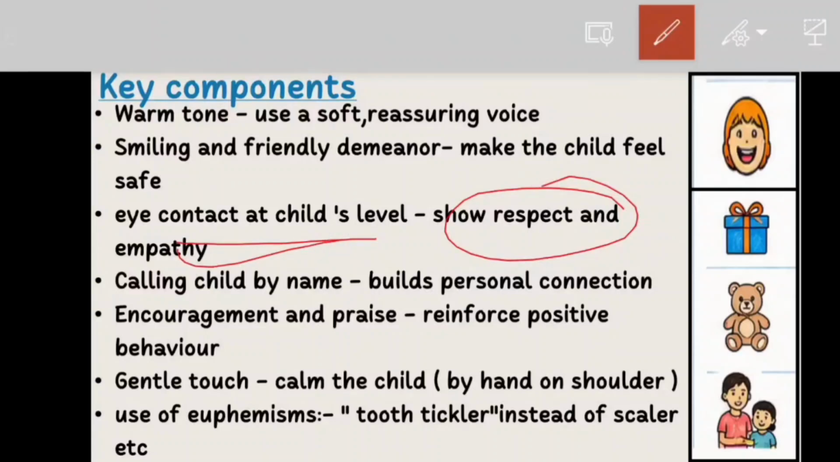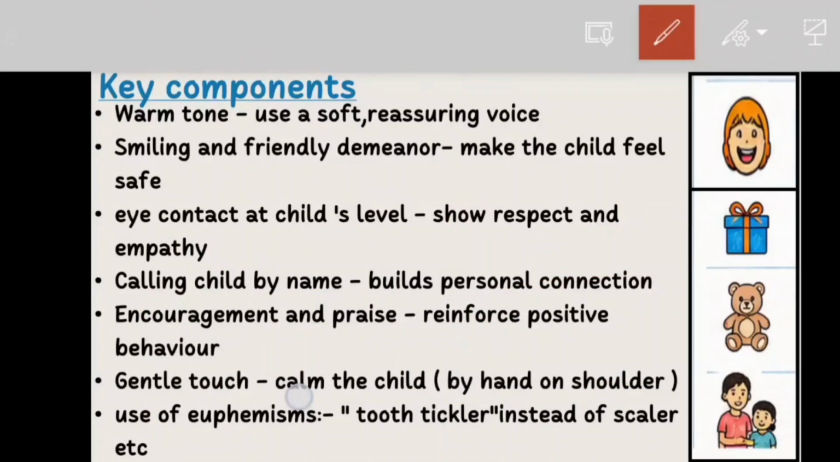The fourth one is to call the child by name. Instead of saying, hey little boy, say hello Ria. The child feels special and connected. The fifth one is encouragement and praise. Whenever the child cooperates, praise them, for example, excellent, you are such a brave patient. Positive reinforcement increases cooperation. The sixth one is gentle touch. A gentle hand on the shoulder can reassure the child. This should always be appropriate and comforting.